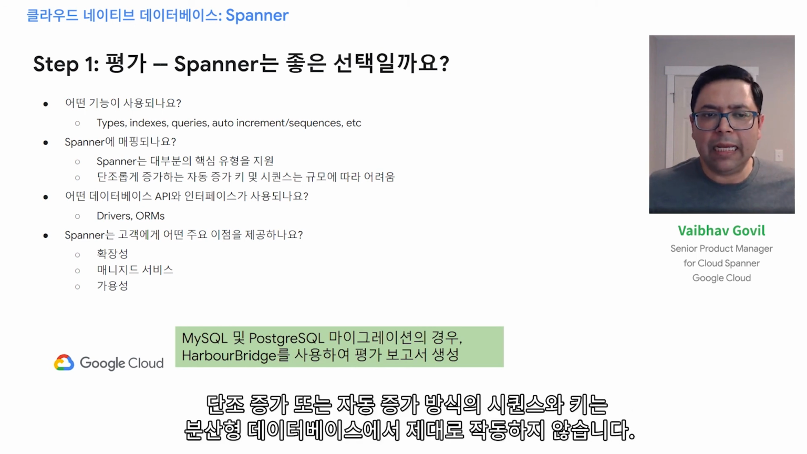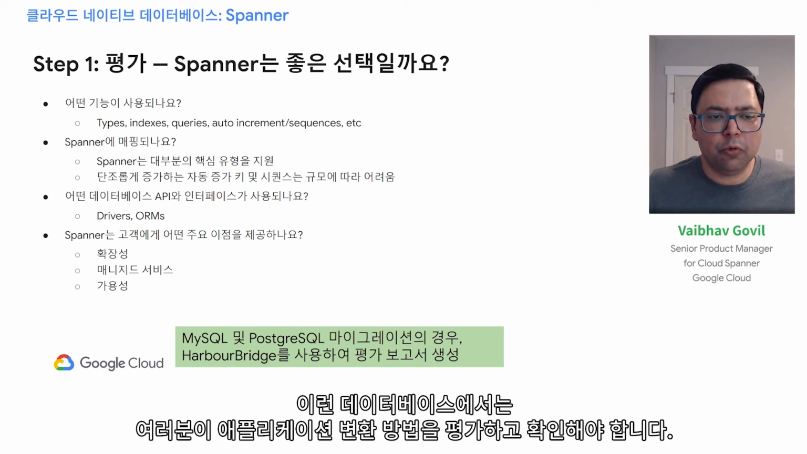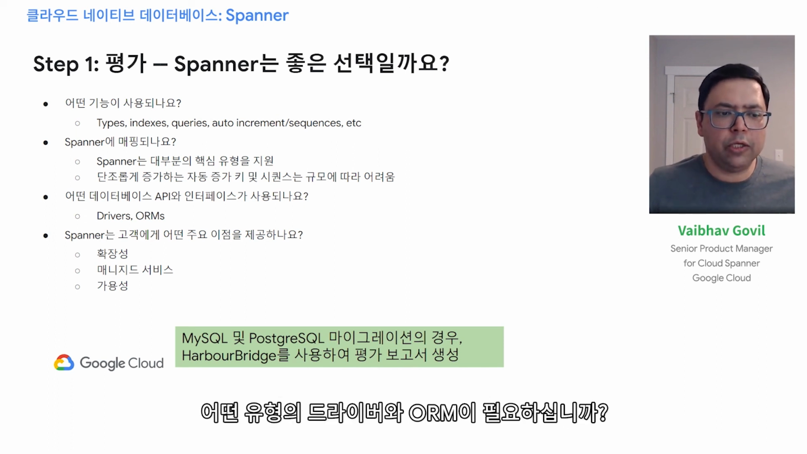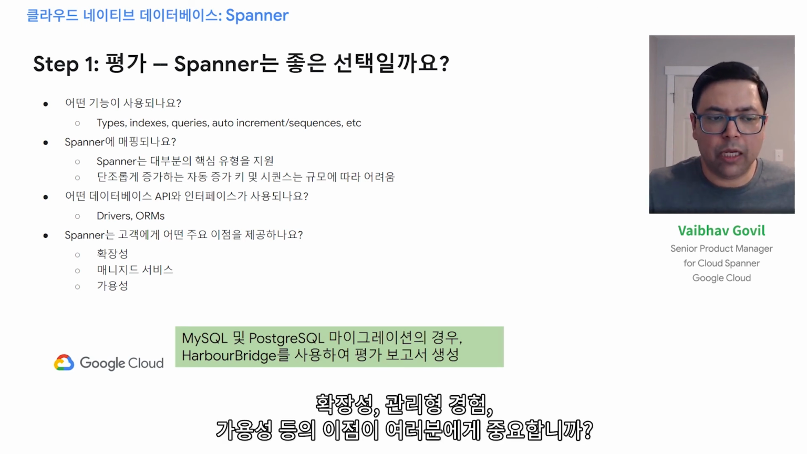Monotonically increasing auto incremental sequences and keys don't work well with distributed databases. You won't be benefiting from the distributed nature of the database. All the writes are coming to a single shard. So those are some of the things which you need to assess and see how you are going to transform your application. What kind of drivers you need, ORMs, and first and foremost, you need to understand the benefits which Spanner provides. Are they truly relevant for you? Like the scalability, the managed experience, the availability.